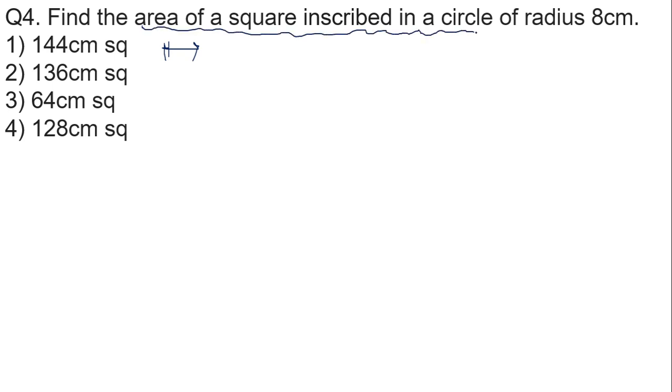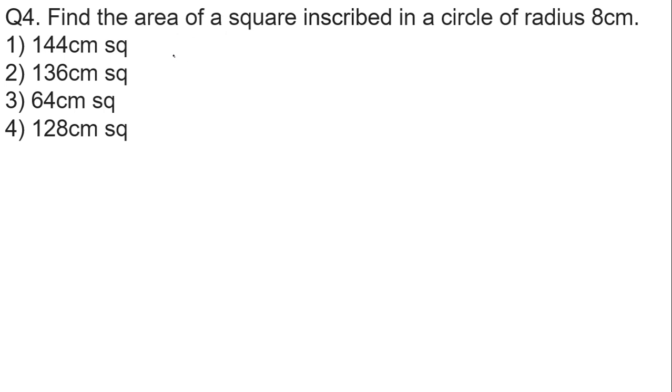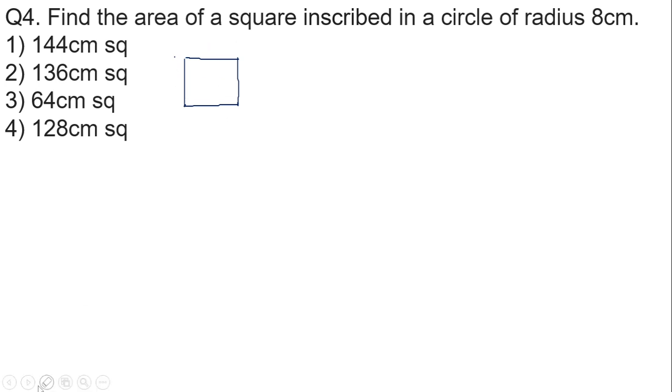Now what does this particular line tell us? This line is telling us that there is one square which is inscribed, or which is inserted in a circular shape. Please try to understand the diagram. I am not able to draw a proper diagram over here, but this is a square shape, and this square shape has been enclosed in a circular shape. In this way.